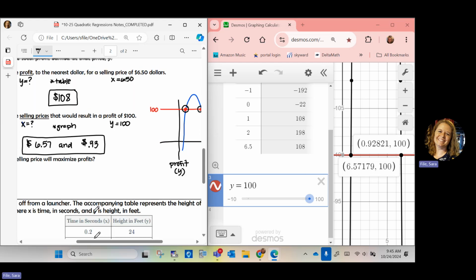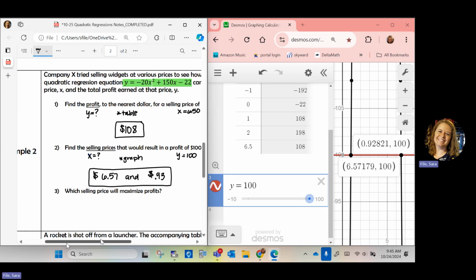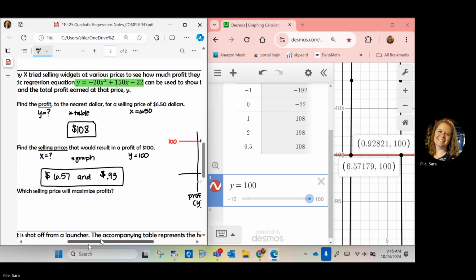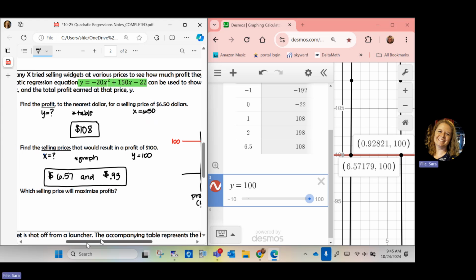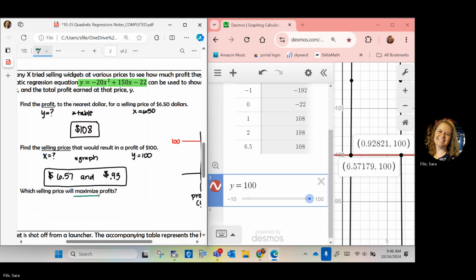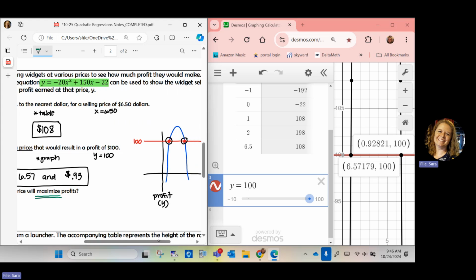And what about this last question? It says, which selling price will maximize profits? So what should I be looking for? What word stands out to you there? Maximize. So we should be looking for the maximum of this graph. And the maximum, remember, is the vertex, up here. So we want to find the ordered pair of the vertex.